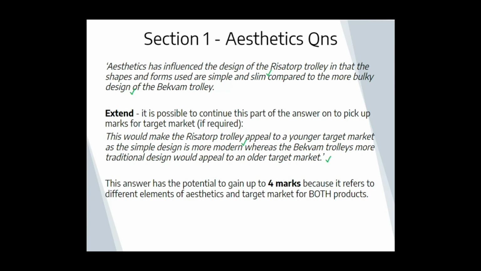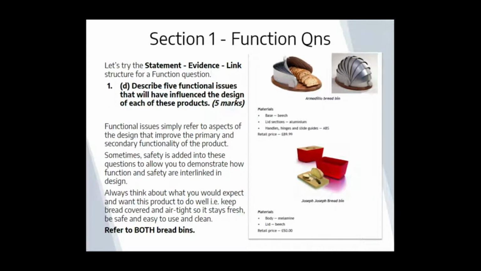We're now going to look at section 1 questions which focus on function. So we're going to use the same structure that we have been using for previous questions with the statement, evidence, link structure. This question is asking you to describe 5 functional issues that will have influenced the design of each of these products. So this time we're looking at 2 bread bins. So I've changed up the products for this example. Functional issues simply refer to the aspects of the design that improve the primary and secondary functionality of the product.